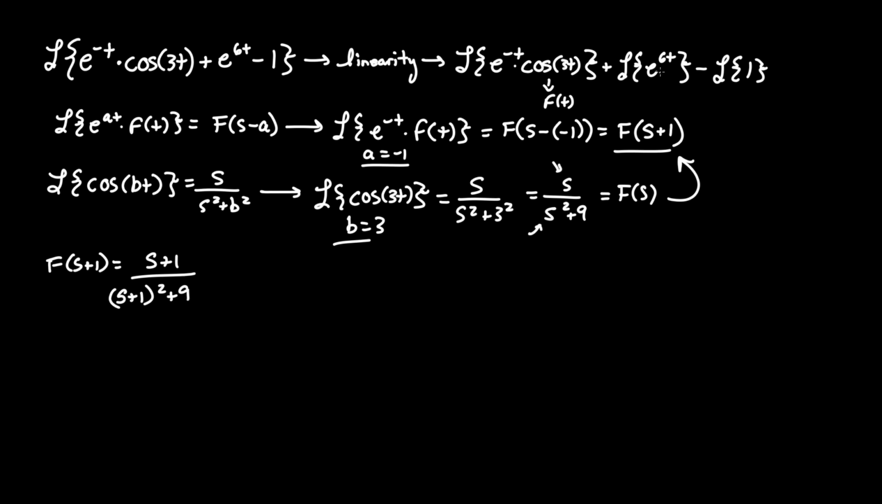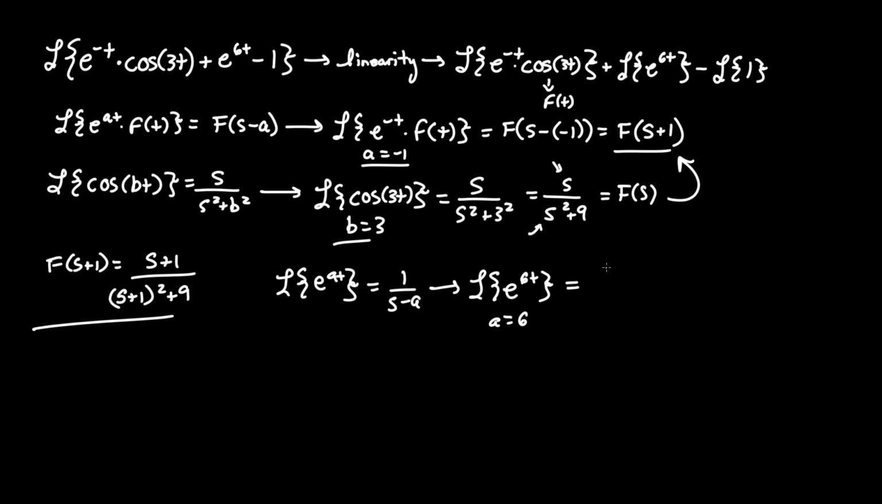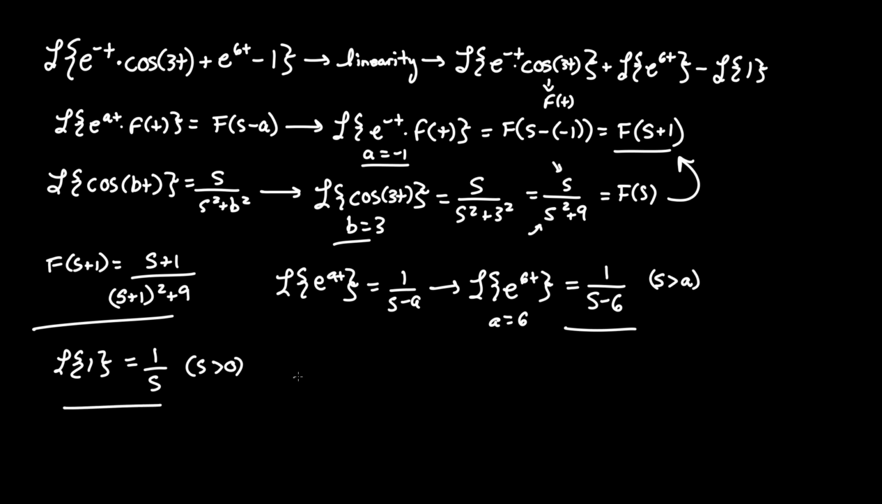Now let's move on to this Laplace. We can see from our table that Laplace of e to the at, where again a is any constant, equals 1 over s minus a. So for our case, e to the 6t means that a equals 6. And plugging that in, it's 1 over s minus 6, given that s is greater than a. Now for the last one, Laplace transform of 1 from our table is simply 1 over s, given that s is greater than 0. Now we have everything we need for our final answer.